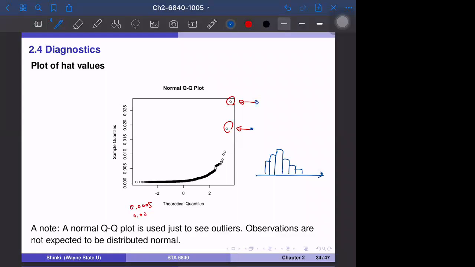So this is the explanation for the hat values.